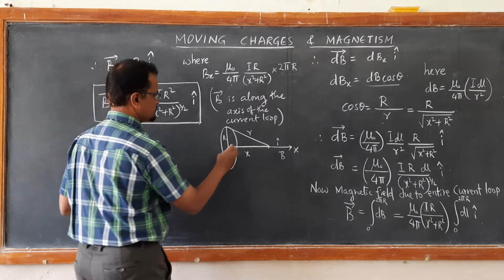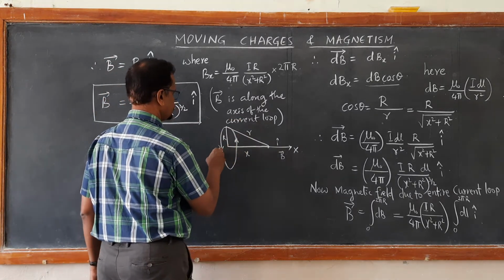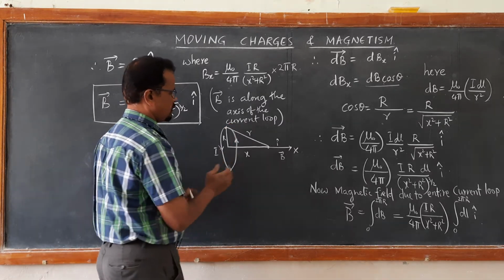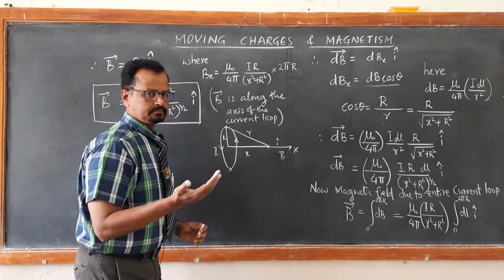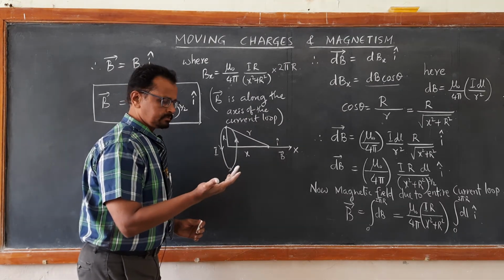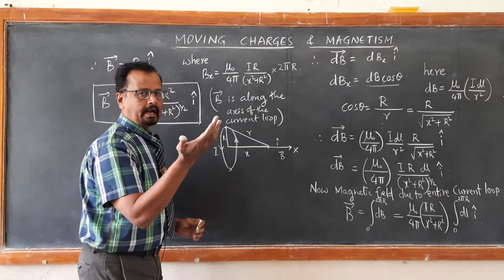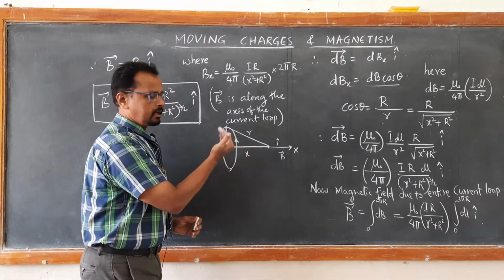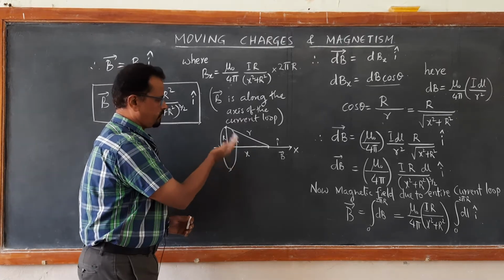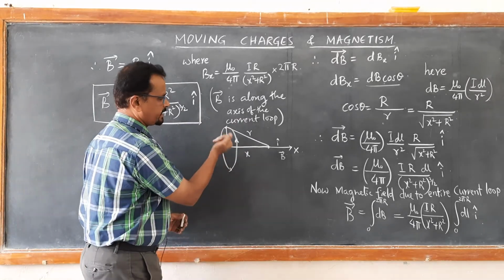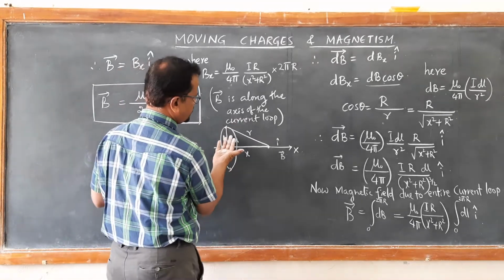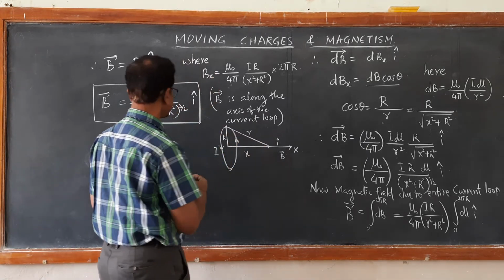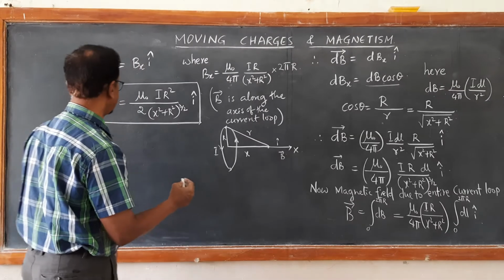So, this is the direction of current which we have chosen, anti-clockwise. So, how to find out the sign conventions? Using your right hand, curl all 4 fingers along the direction of current, and see the thumb. The thumb gives you the direction of magnetic field.